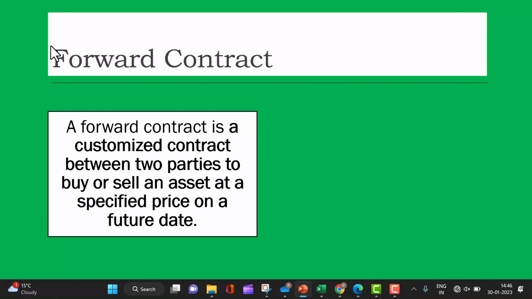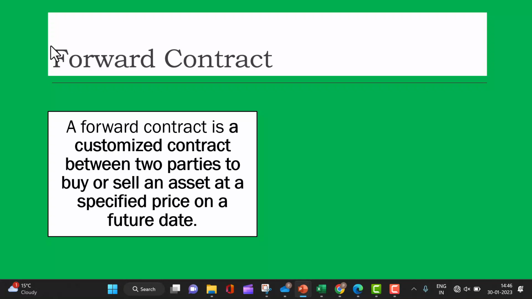A forward contract is a customized contract between two parties to buy or sell an asset at a specified price on a future date. So it's a customized contract between you and the bank. Why? You are going to the bank and you are entering into a contract. So he is going to tailor make a contract for you, for so many dollars at such a date. You are supposed to make a payment, or you are going to receive dollars from abroad if you're an exporter. So you are going to enter into a contract and fix the rate of the foreign currency at which he is going to either take delivery or give delivery.